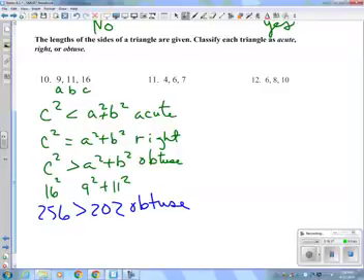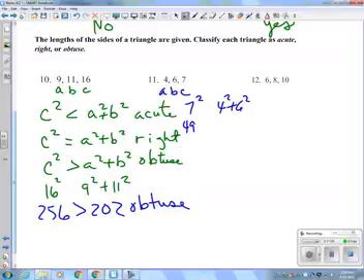Now, when we look at the next one, 4, 6, and 7, this is A, B, and C. So 4 squared plus 6 squared equals, let me start that over. Always put your c squared first. 4 squared plus 6 squared. Somehow we got to compare that to 7 squared. 7 squared is 49. And 4 squared plus 6 squared comes out 52. That's less than. So when it's less than, it's acute.